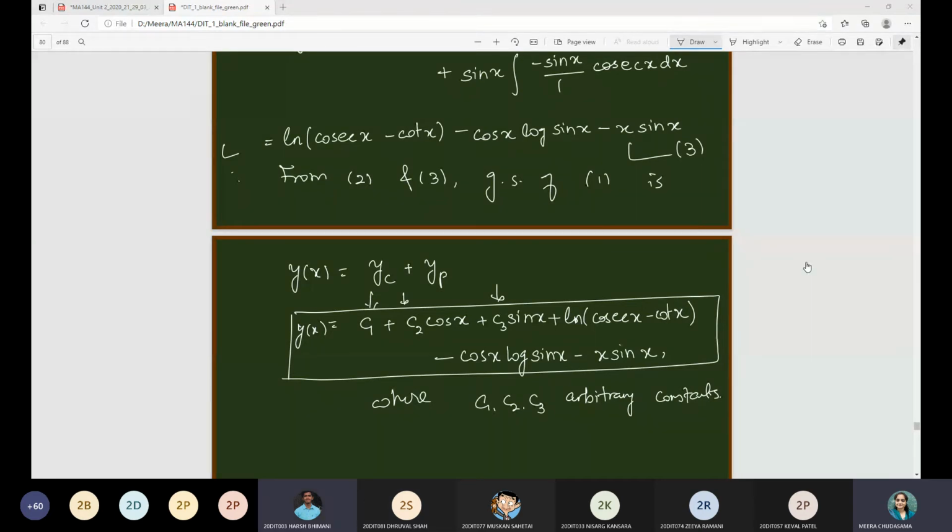Will you do it by your own? No, ma'am. Yes, yes, ma'am, Dhruval. I have a doubt. Ma'am, in integration, for example integration of cosec x, we generally put the modulus sign, but not here. Why?